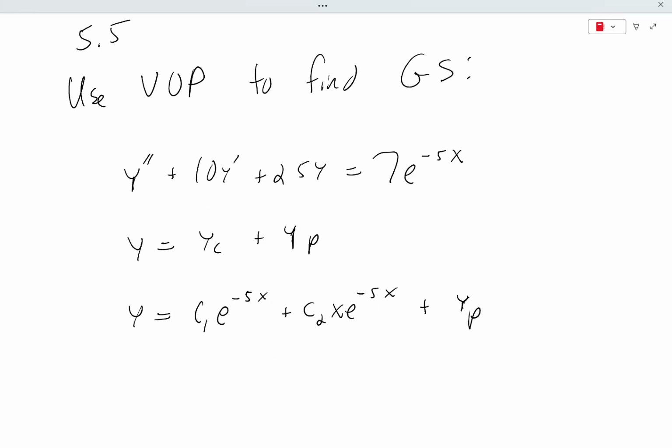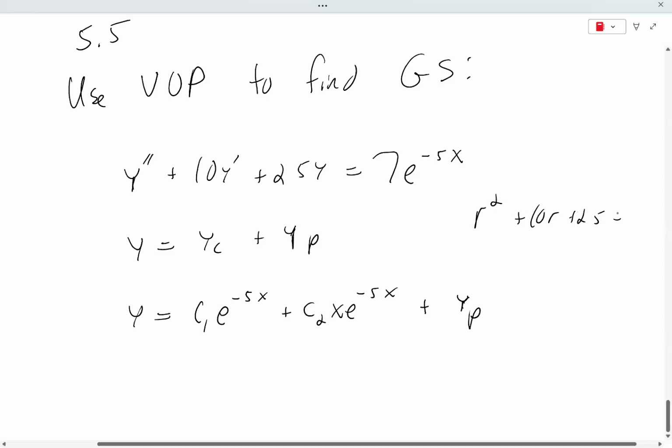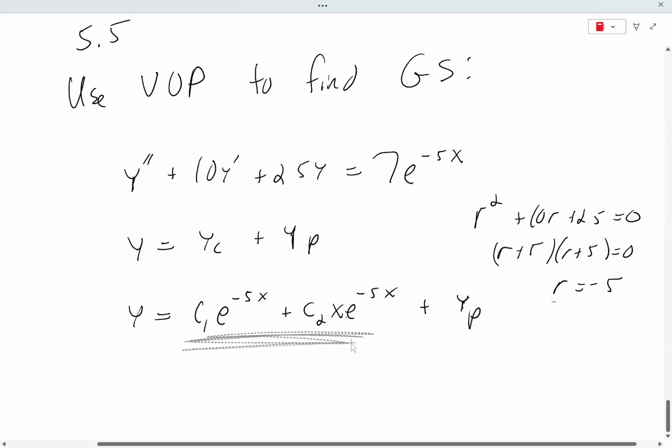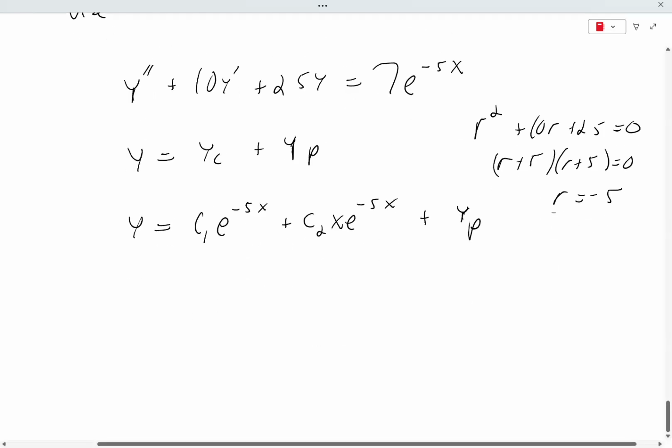Okay, anything there so far? And this came from doing r squared plus 10r plus 25 equals 0, right? r plus 5 equals 0. So r is negative 5, and that's this here. And it's repeated, so you've got the extra x in there for the homogeneous part. So that's the homogeneous solution, the y sub c, plus y sub p. Now we're using variation of parameters, and there's a lot of things in this one, so kind of start at the bottom.